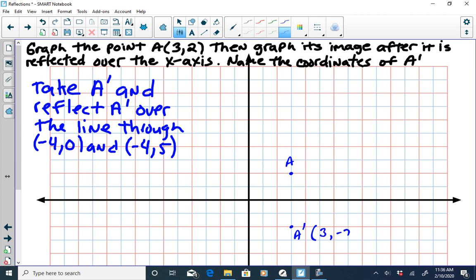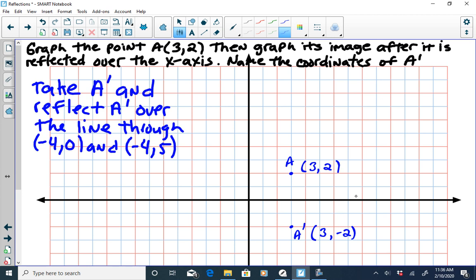Now, one of the things I'd like for you to notice is that point A was located at 3, 2. A prime was located at 3, -2. So we see that when we have a reflection over the x-axis, the x value stays the same, but the y value becomes its opposite.